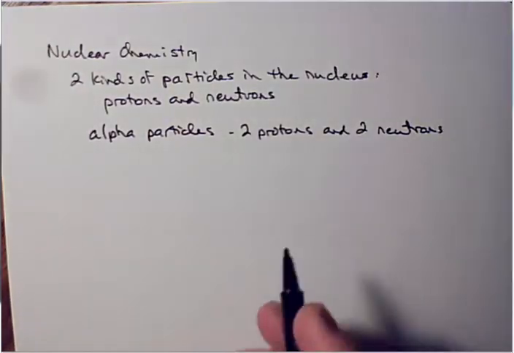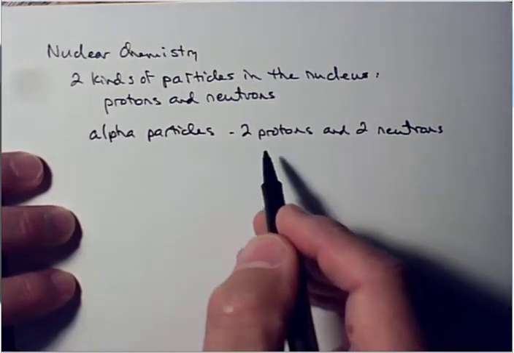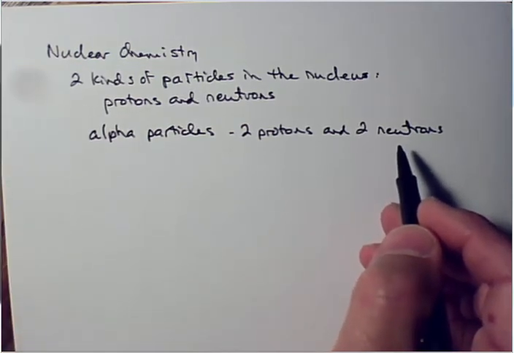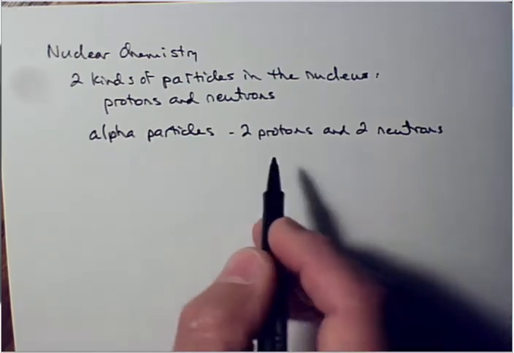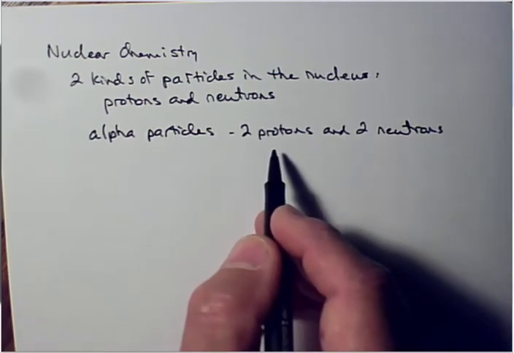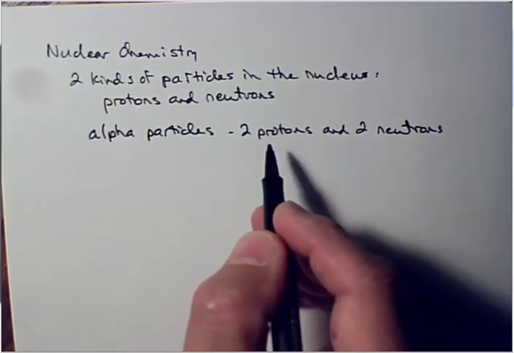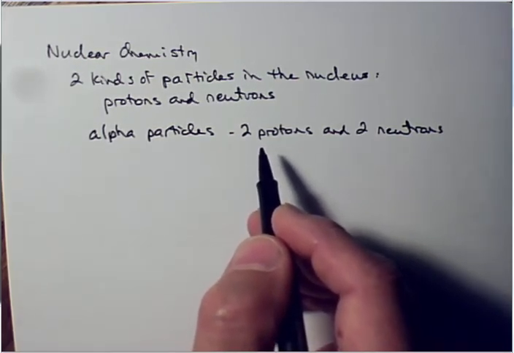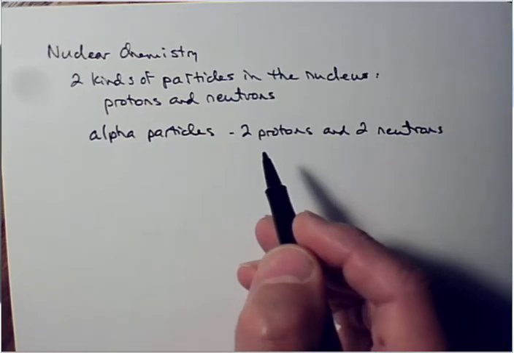Okay, now, so alpha particles have 2 protons and 2 neutrons, but the difference between an alpha particle and a helium atom is helium atoms have electrons. Okay, so an alpha particle has a positive charge because there's no electrons to balance out the two protons there. All right, got that? And these alpha particles are why smoke detectors work. Okay, there is stuff in a smoke detector that is radioactive.